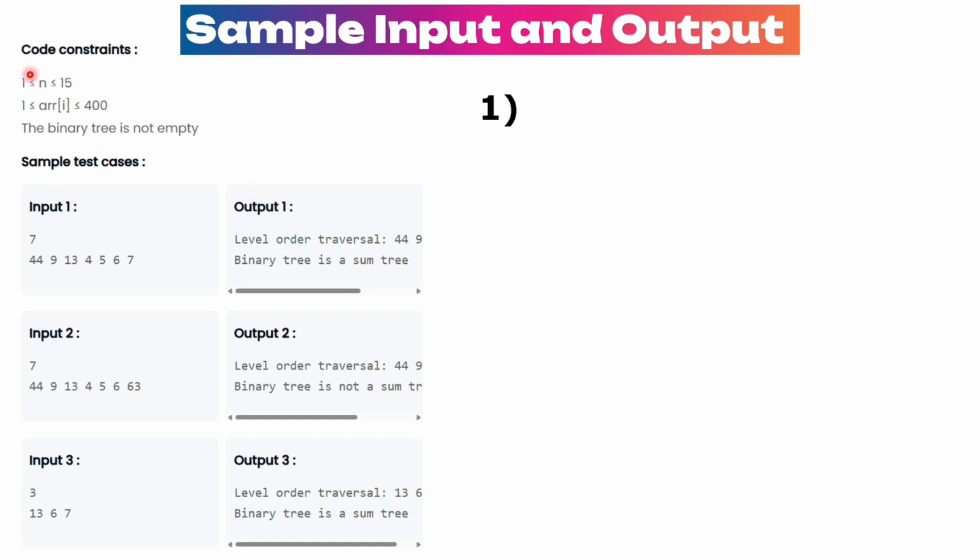Then we are given the constraints: n ranges from 1 to 15, and every element of the array ranges from 1 to 400. Even though the tree is not empty as per the problem description, there is a chance that it will be empty in some cases. Next, we will discuss the sample input and output with a few visualizations.